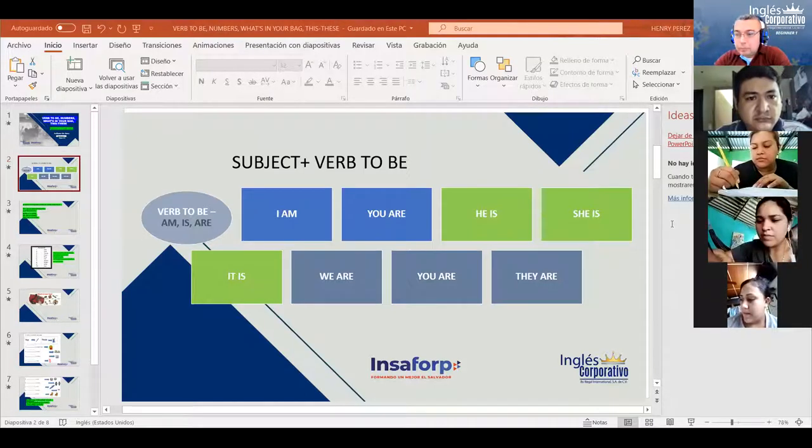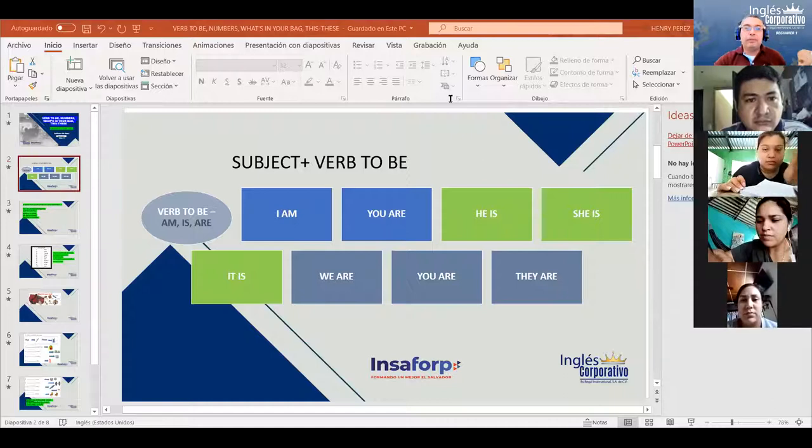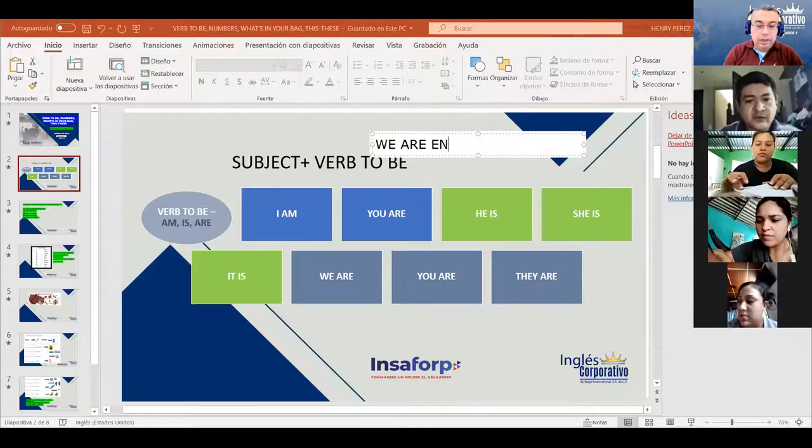Now, van a dar ejemplos con we are. Ustedes pueden inventar, ¿ok? No es que, bueno, ya no tenemos como decirnos nosotros, right? We are teachers. We are engineers. Pueden usar el nombre de él y lo hacen en el plural, digamos. Voy a utilizar el título de Ricardo. Yo me voy a poner en los pies de él y Tammy también. So vamos a decir, nosotros, we are engineers.